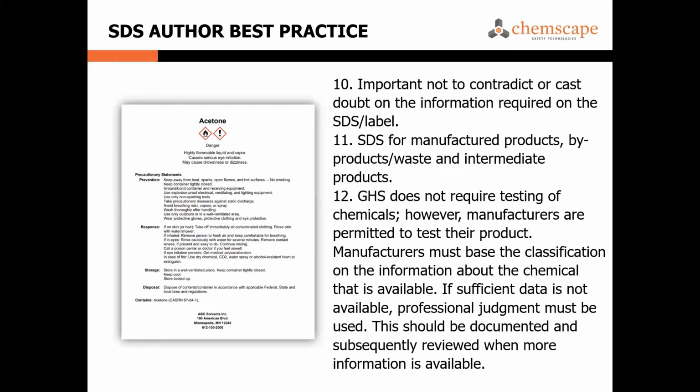GHS, and then number 12, this is my last one. GHS does not require testing of chemicals. It's a guide to creating those SDSs, and the formats. However, manufacturers are permitted to test their products. Manufacturers must use the classification on the information about the chemical that is available. So anything you can collect, if your whole industry knows that certain things are toxic, then you start putting that into your SDS. One of the hardest things I found was getting corrosive.